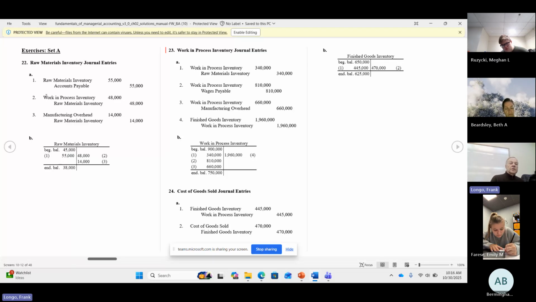So what entry number 2 does is it adds to in process, because that's now what's being worked on, $48,000 of materials. It's not raw anymore, it's in process. The credit is to raw materials inventory. That reduces raw materials. So when we post it, we're taking that $48,000 out of raw materials inventory, and you see the credit for $48,000.